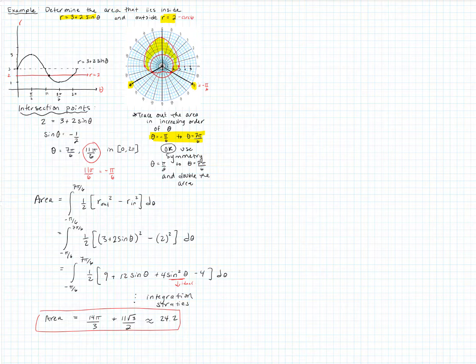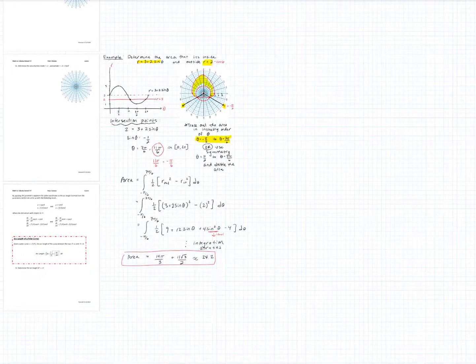The intersection points are the same, but we would go from 7 pi over 6 to 11 pi over 6, and we would flip the order of the two radiuses. The outer radius would become the circle, and the inner radius would become the cardioid. So these are kind of fun to think about how we work in a circular area here and follow these through.